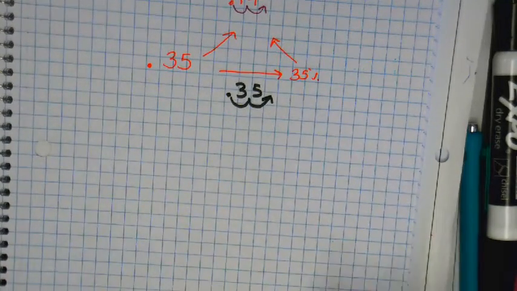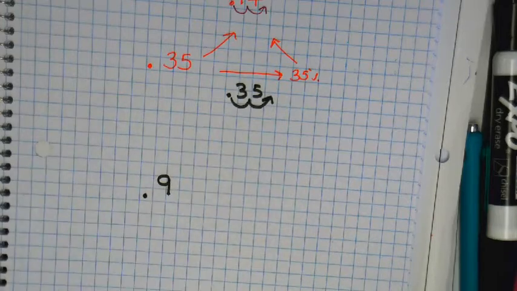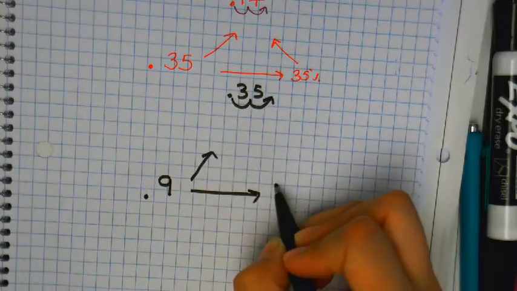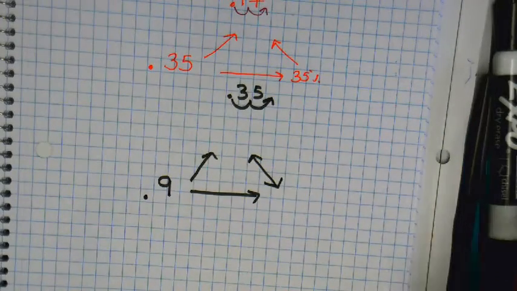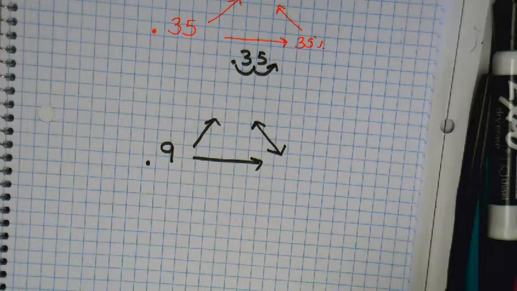Okay, let me give you a hard one. 0.9. Make sure you're doing the triangle part. What is it, guys? 90. How many times do you have to move it? 2. But Miss Amelia, it's just one number. Just one number. Yeah.